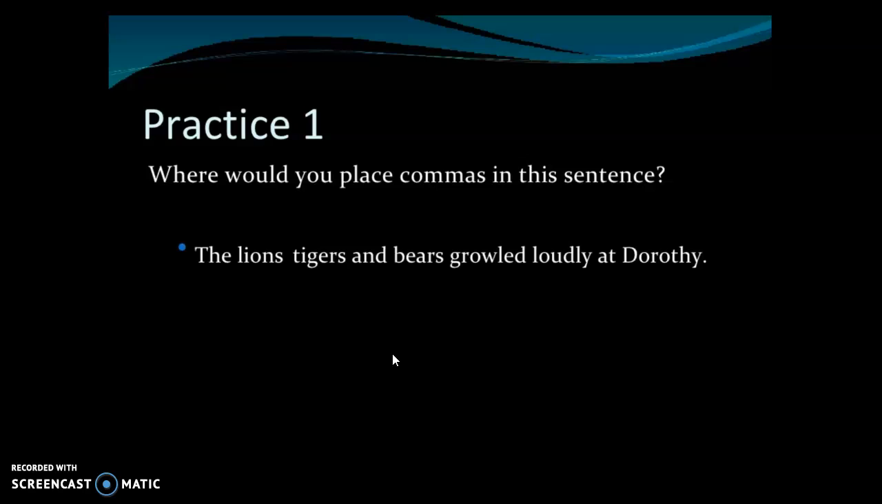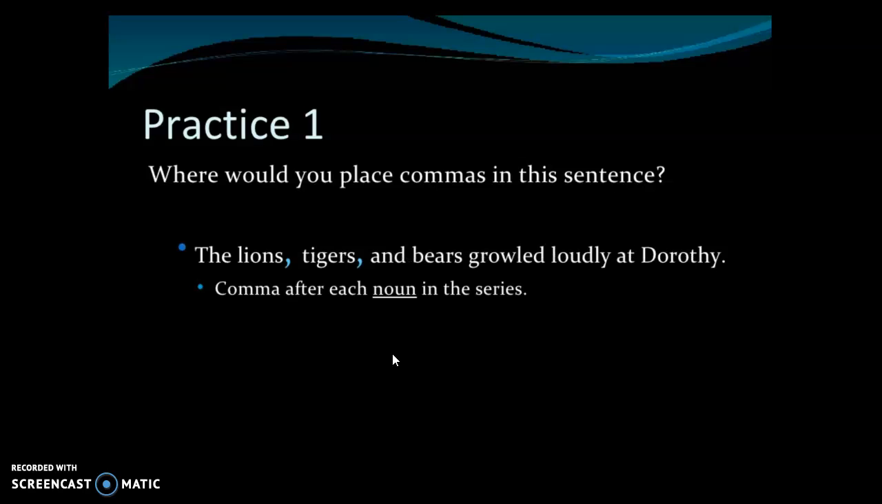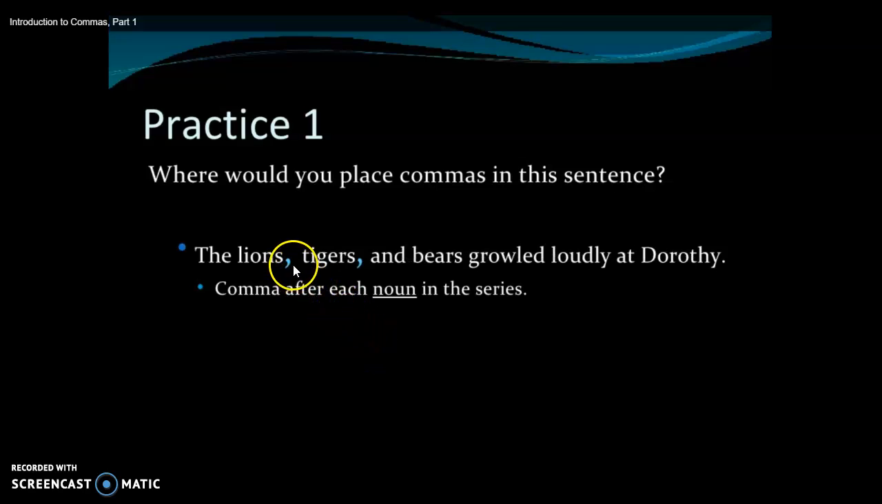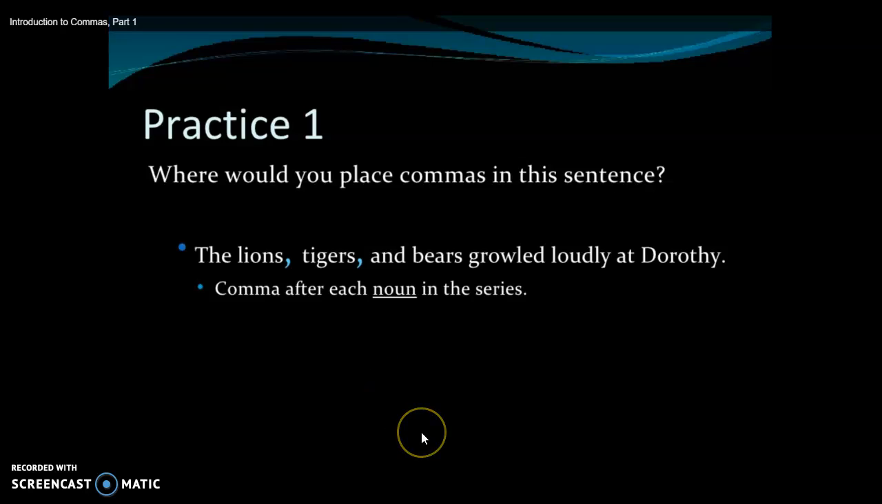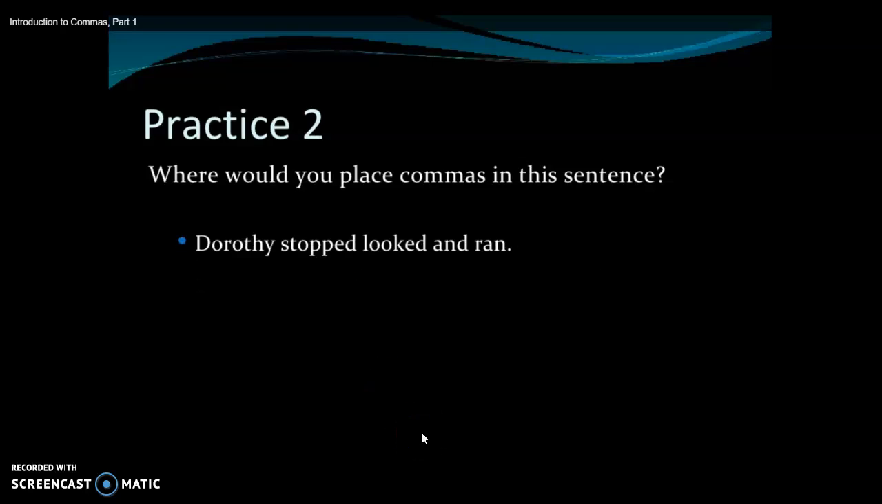Okay, let's take a look here. The lions, tigers, and bears growled loudly at Dorothy. You notice again, the comma is after each noun in the sentence. Remember from grammar class, nouns are just simply persons, places, or things. You should remember that. Okay.